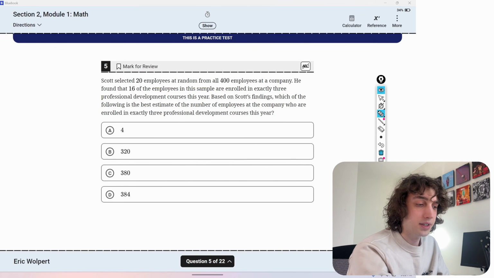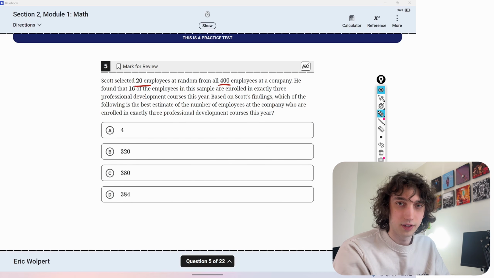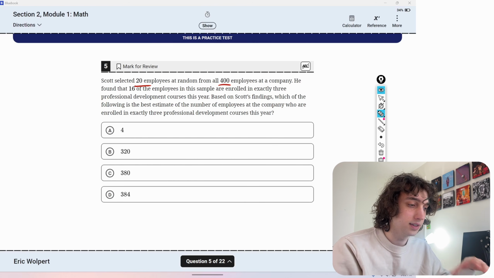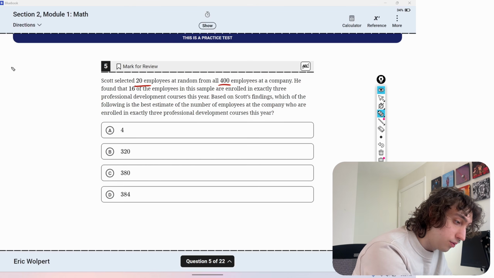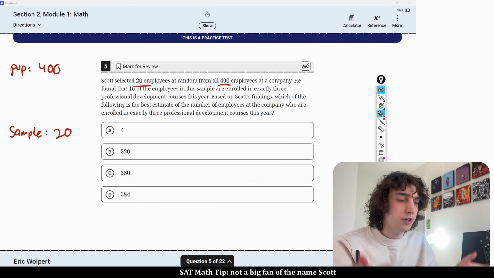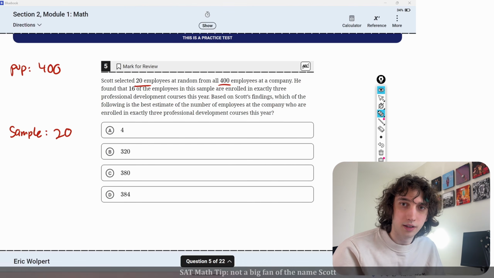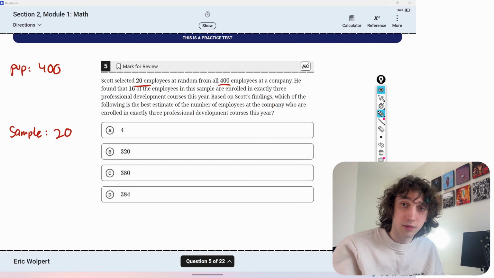Problem number 5, Scott selected 20 employees at random from all 400 employees at the company. So just by reading that sentence, I immediately know what type of problem it is. It's a sample population problem, where our population is 400 employees at the company, and we're taking a sample of 20 employees. And the motivation behind sample and population problems is that we don't want to ask all 400 employees, have you enrolled in a professional development course, because that would be time consuming.